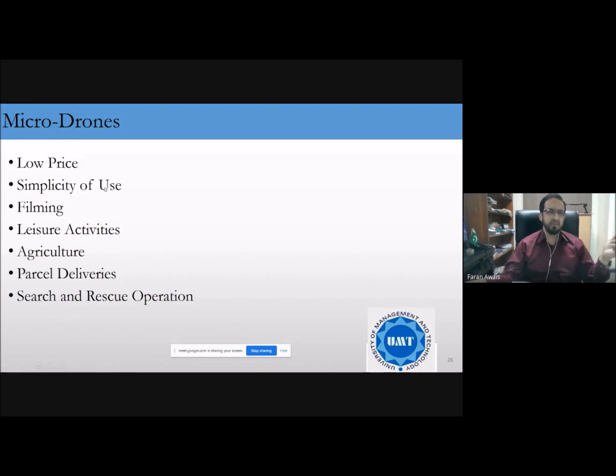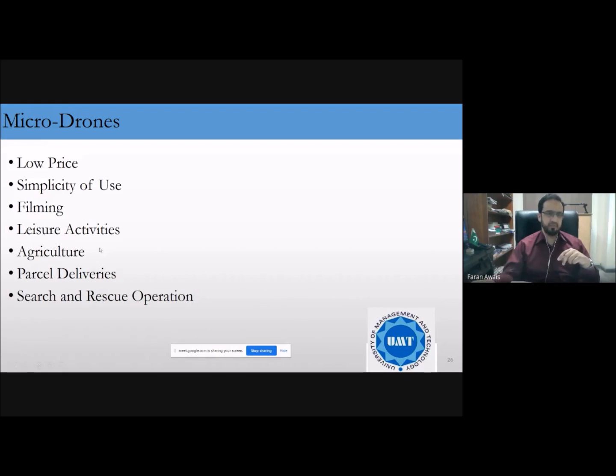Moreover, it is very simple to use. You don't need training for that. Kids are making use of it, flying those small objects, and they are being used for filming purposes. Also, if I talk about weddings, especially weddings in Pakistan, in the last few years the use of micro drones for filming purposes has been very common. Apart from that, for leisure activities, the use of micro drones has increased a lot.